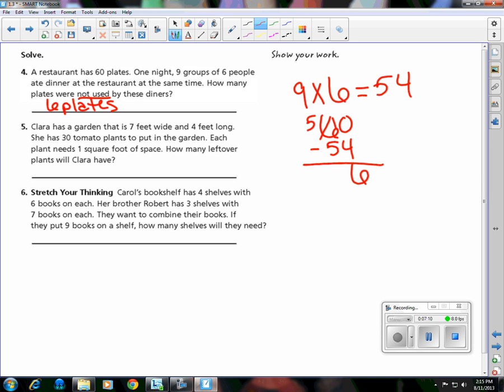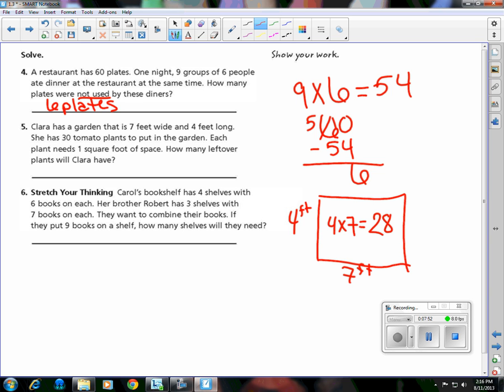Okay? Clara has a garden that is 7 feet wide and 4 feet long. She has 30 tomato plants to put in the garden. Each plant needs 1 square foot of space. How many leftover plants is she going to have? We could solve this by drawing a picture. All right, we're going to call this 4 feet. We're going to call this 7 feet. To find the area here, we do 4 times 7. Those of you that remember perimeter and area. 4 times 7. So she's got 28 square feet.